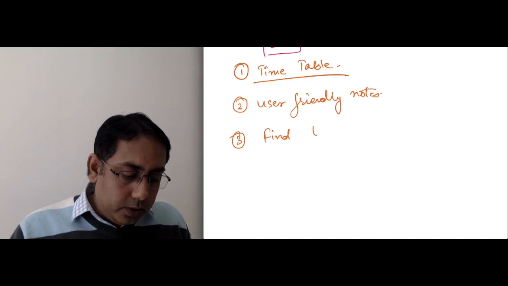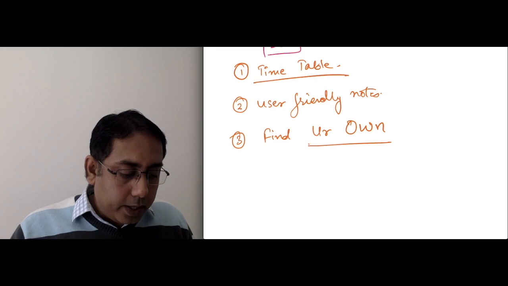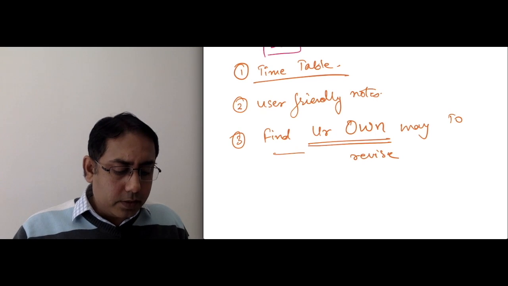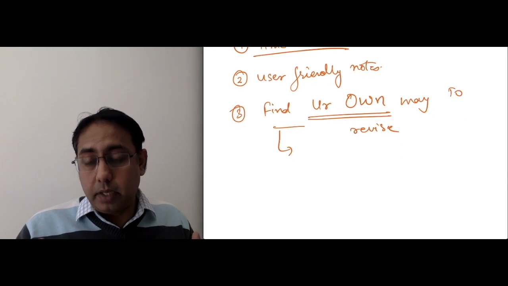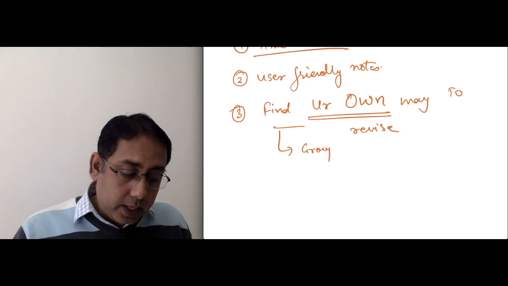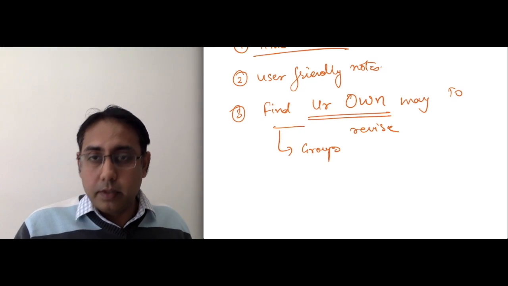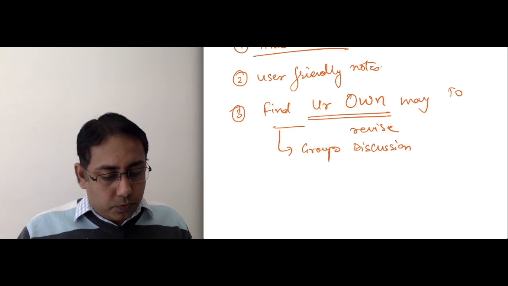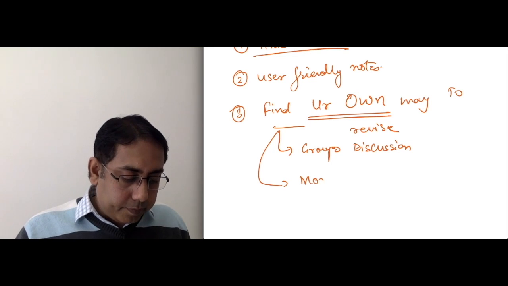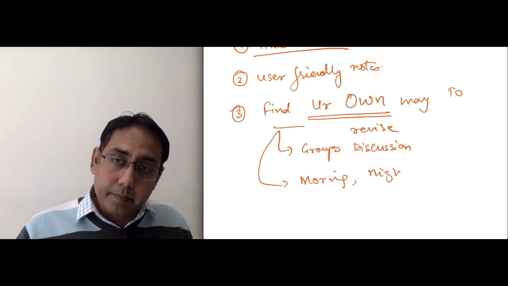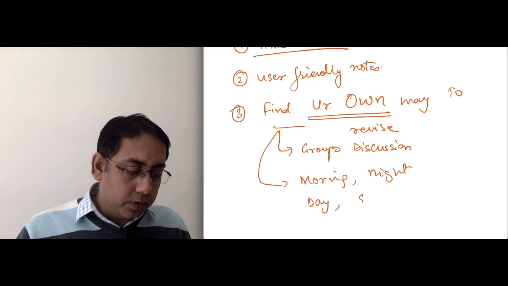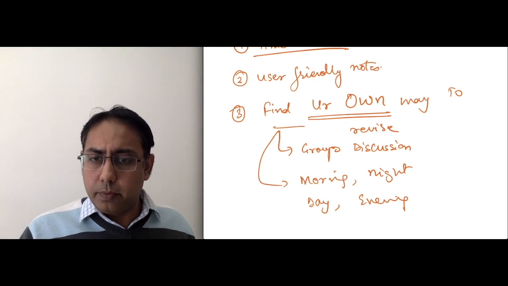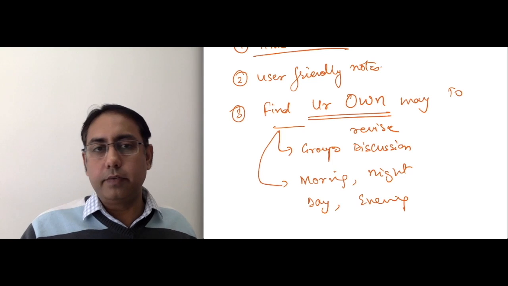Very important. Find your own way to revise. Don't copy somebody else. I'm sharing with you the things I know. Some students sit down in groups and they revise very nicely. Some students don't. You find your own way. Group discussion. Or some students sit down in the morning, or in the night, or during the day, or during the evening. Whenever you sit down, at least sit down and revise. What is comfortable to you? You find your own way of doing the revision.